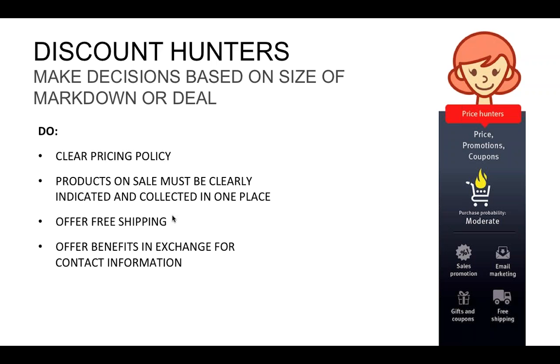Another thing you want to do with these discount hunters is offer benefits in exchange for contact information. What that simply means is if you get someone to sign up for your newsletter, then they automatically can receive a $5 off coupon or a free shipping coupon or a free product or something of that nature, right? So again, they're looking for the best deals, which means you want to make those deals very visible, very clear, offer things like free shipping if you can, be extremely transparent with your pricing and your policy around your pricing, and do things so that they will interact with you even before they've checked out.